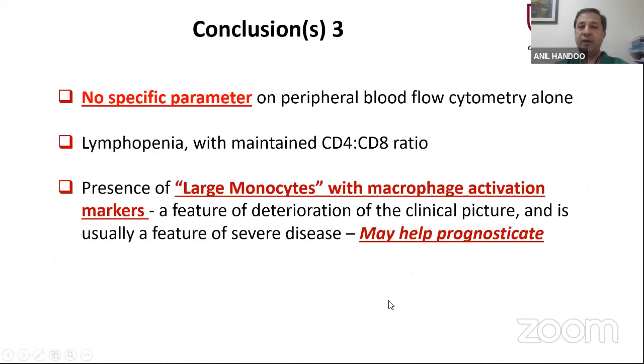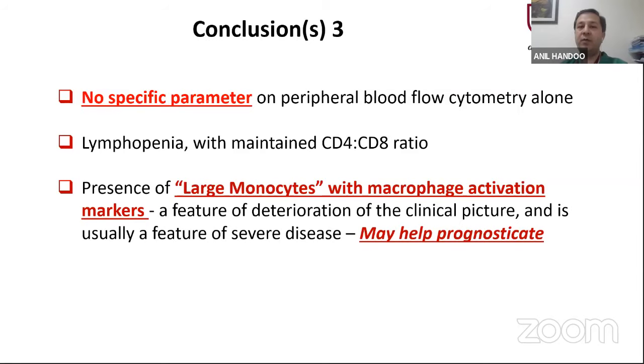So if I conclude the flow cytometry part of it, there is again no specific parameter on peripheral blood flow cytometry. However, lymphopenia is something which you can easily pick up on a hematology analyzer, and you can look at the CD4 to 8 ratio. If it is well maintained, you are more likely dealing with COVID. Important point: large monocytes with macrophage activation markers are a feature of deterioration of clinical picture, and are usually a feature of severe disease, and thus may help in prognostication of disease.